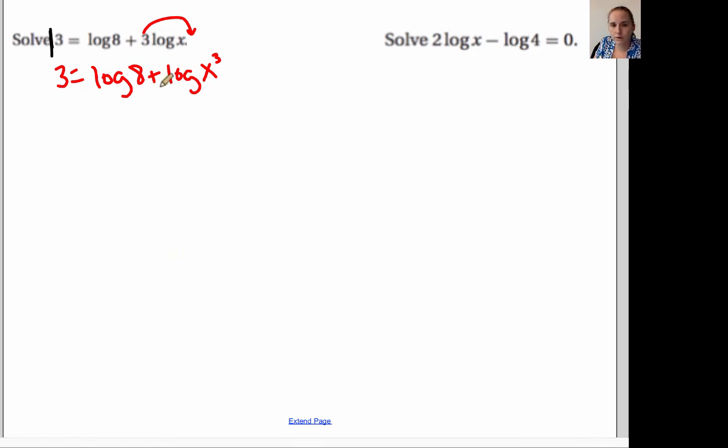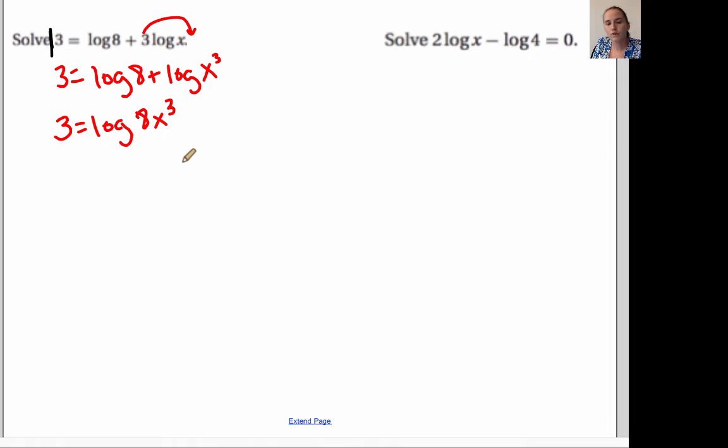Now that I have it written where it's log of something and log of something, then I'm adding here, so I can multiply the 8 and the x cubed together. So I'm going to have 3 equals log of 8x cubed. Now, we're trying to solve for x, but it's connected to this log, and there's nothing else I can do.